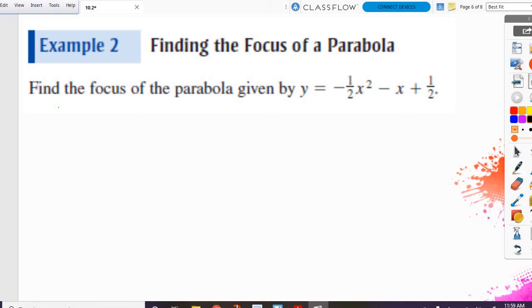But what else do we notice about our equation? We don't know what the vertex is because what form are we not in? Vertex form. So what do we need to do in order to figure out our vertex and our p-value? We need to put it in vertex form. And how did we talk about doing that? Completing the square, right? Same process here.